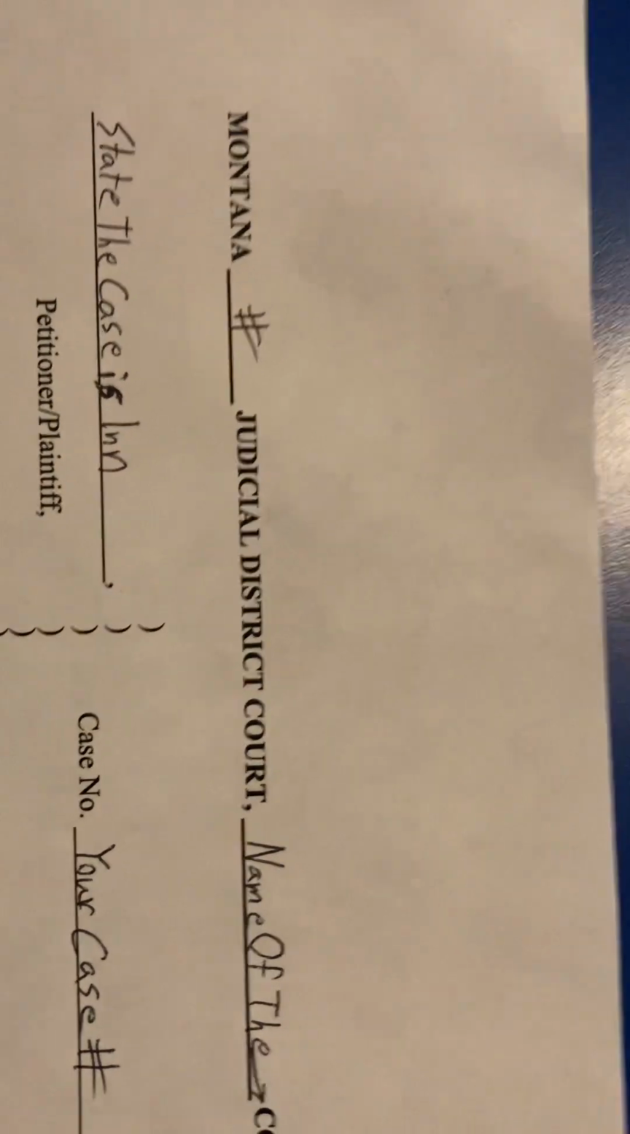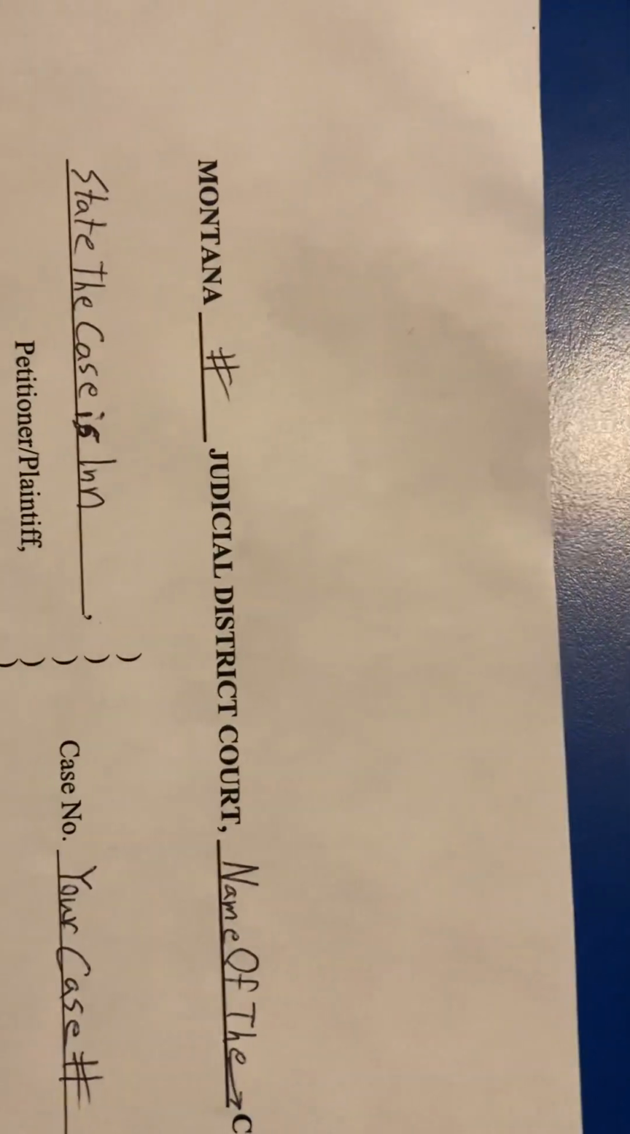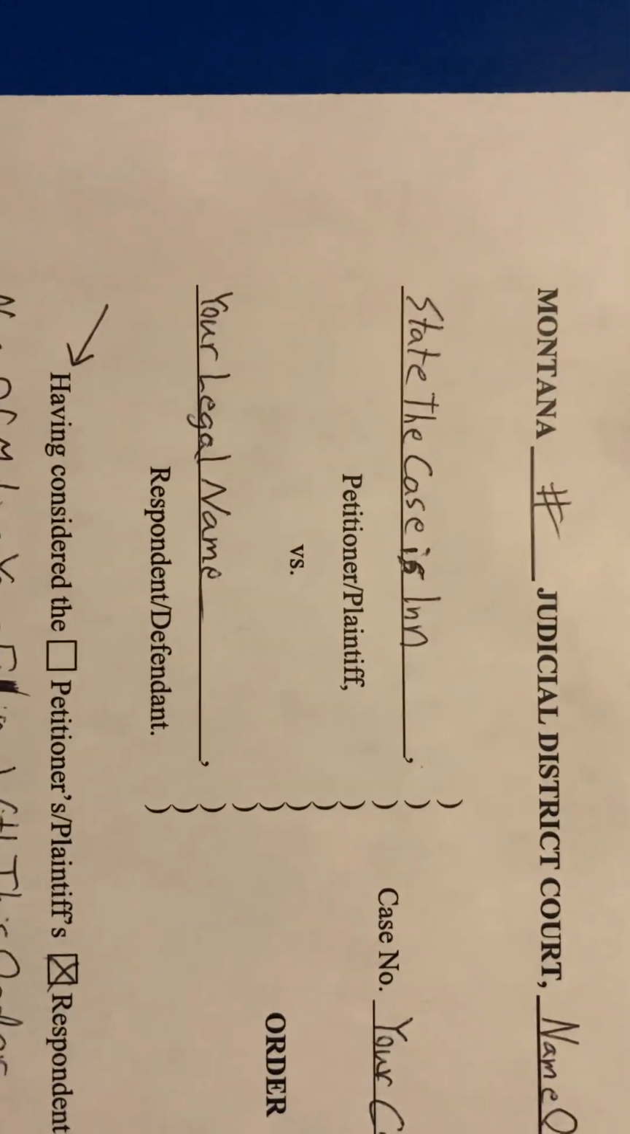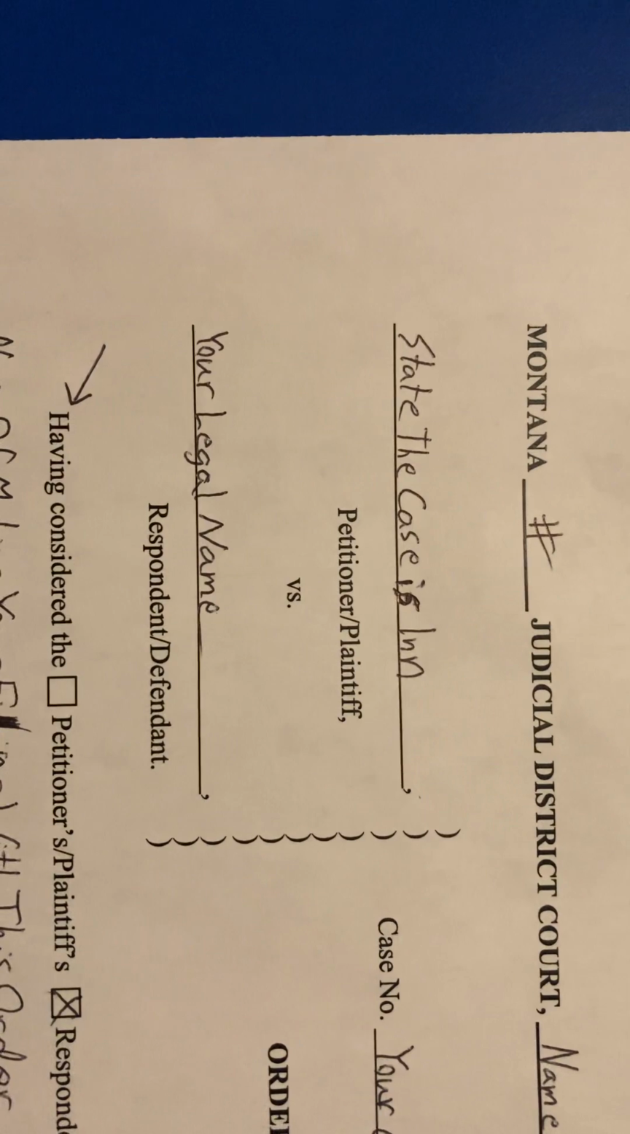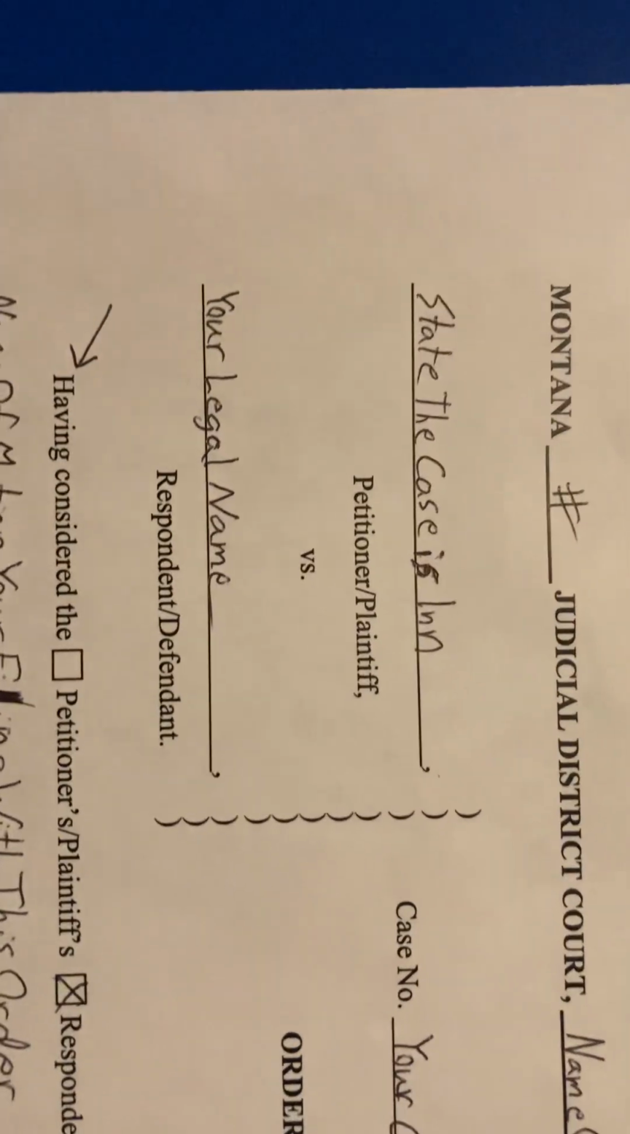Now, we're going to go over here. Okay, so you have the number of the jurisdiction of the court you're in. And then over here is the name of the county that you're in. Again, the state the case is in, the plaintiffs, and your legal name is the defendant. Your case number, your cause number, you'll get used to that if you ever actually start doing any of this.